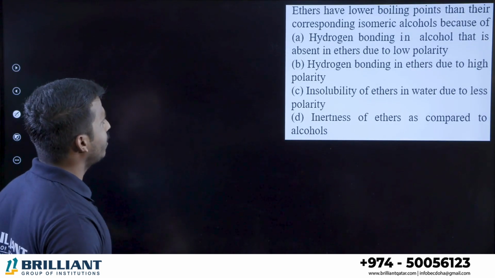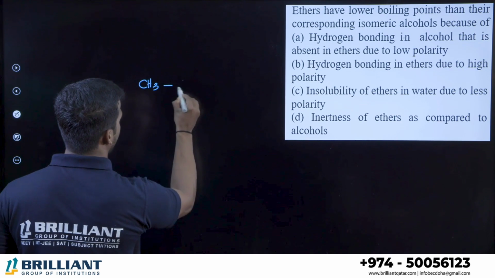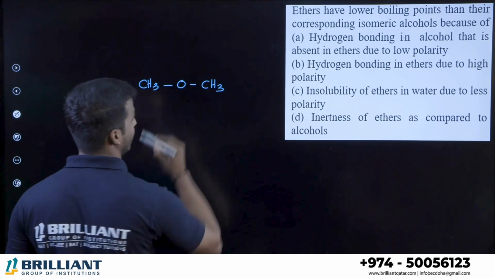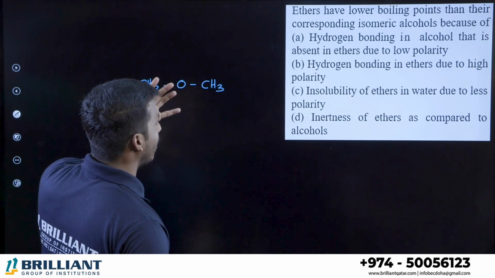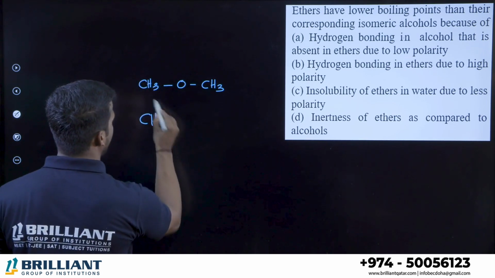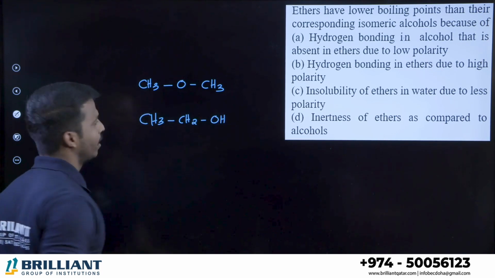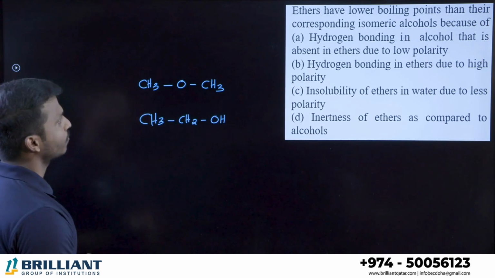Next one, ethers have a lower boiling point. Let me take the smallest ether, methoxymethane, CH3OCH3. Then the corresponding isomeric alcohol has 2 carbons, right? Therefore the 2-carbon alcohol is ethanol. This is the ether, this is the alcohol.